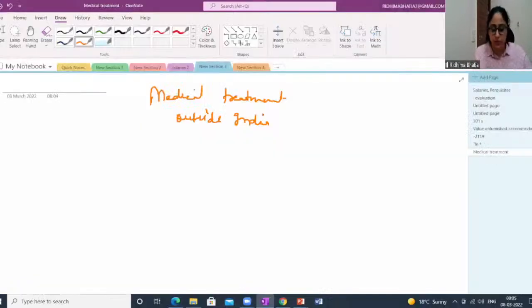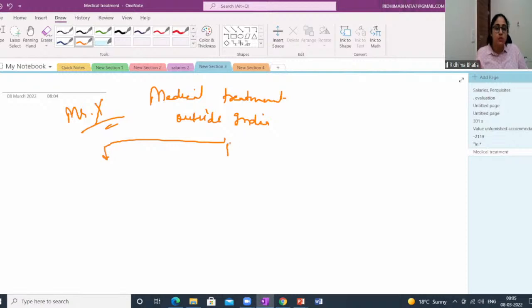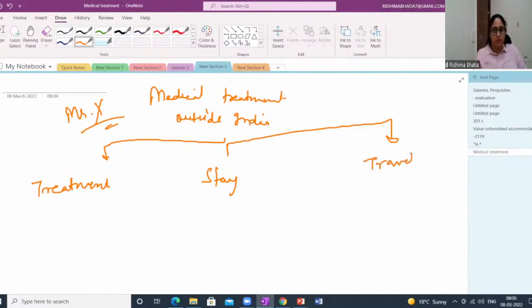So let's divide this into three parts. Mr. X, an employee, goes outside India for medical treatment, now for his child. Three things will happen. One would obviously be the treatment expenditure. Another would be the stay expenditure, living there. And third would be the traveling expenditure. Treatment and stay outside India, and traveling, basically going from India and coming back. All these three things will happen.